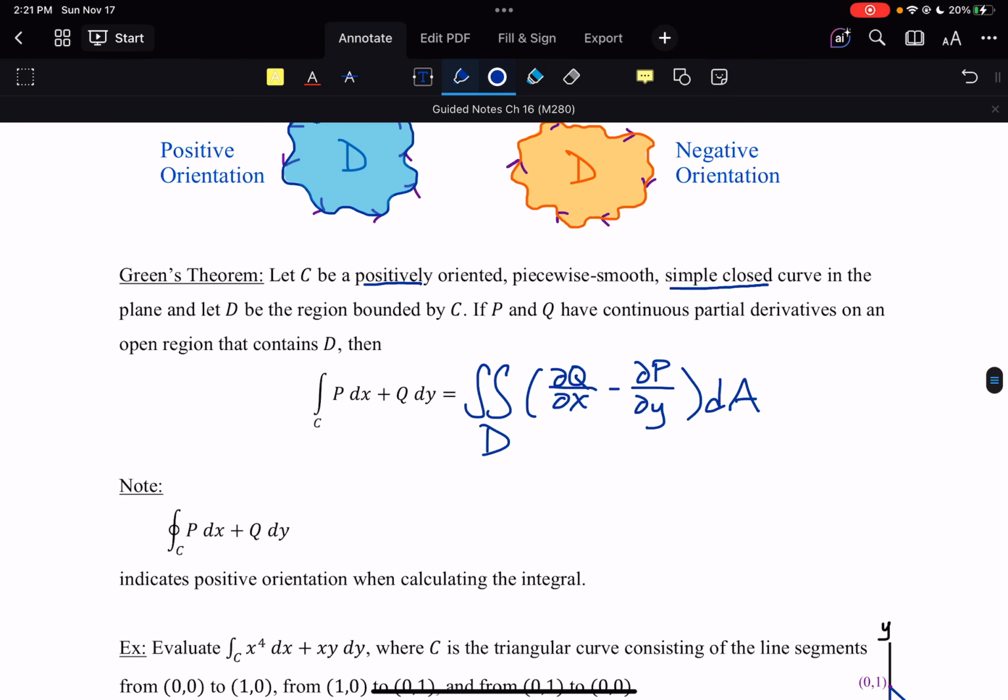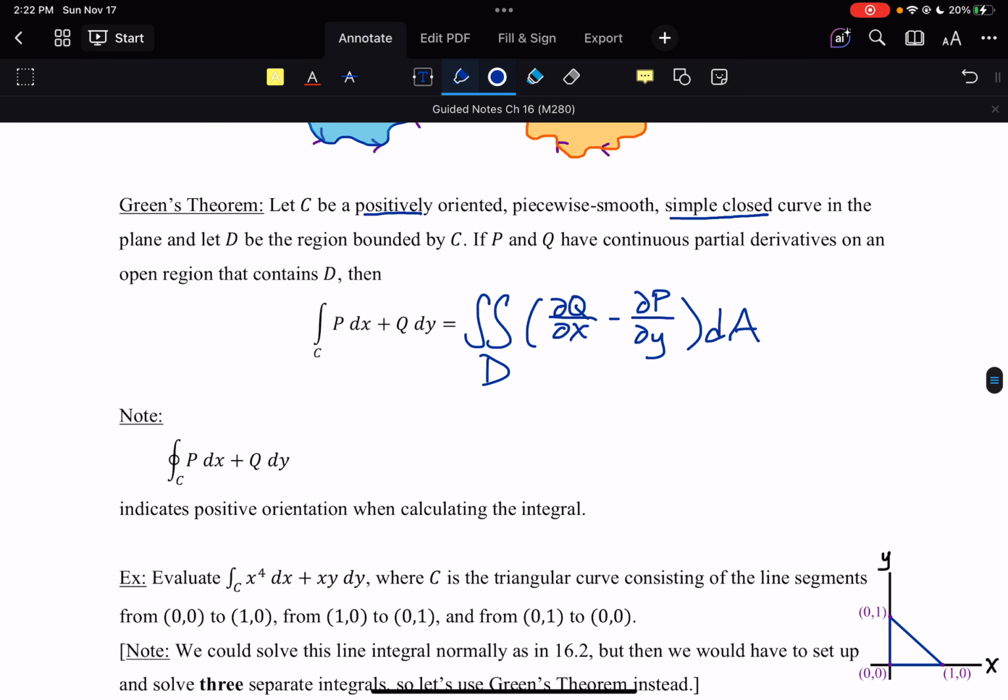Quick note before we go on to an example. If you ever see this notation here, this little circle around the middle of the integral symbol, this indicates positive orientation when calculating the integral. So if we are given a line integral that has this circle on it, all that's telling us is that we may assume positive orientation for that particular curve. And that's not something we need to find or verify or show.